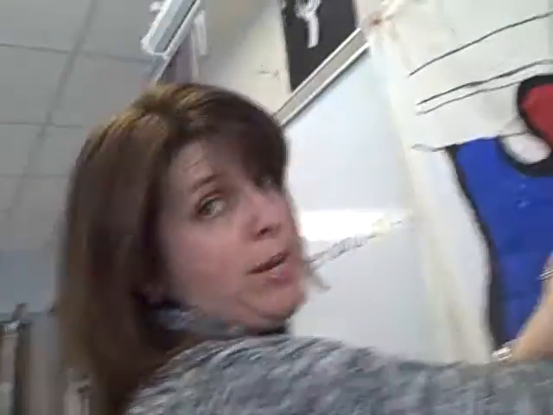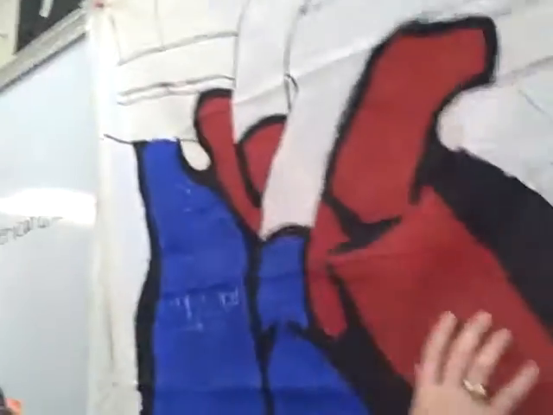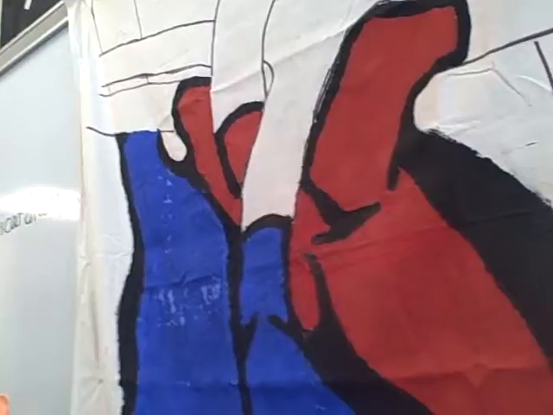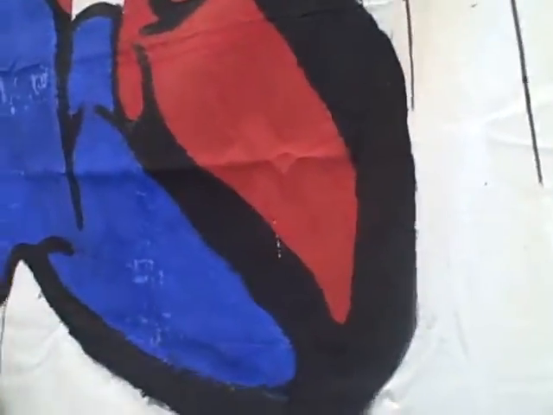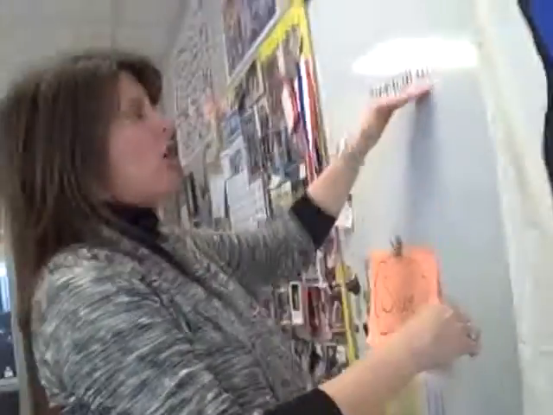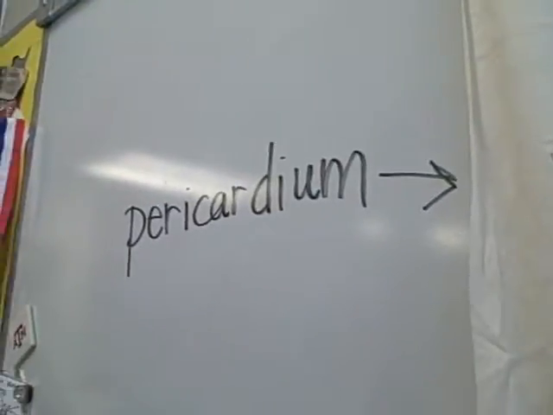The top chambers are the atriums, bottom chambers are the ventricles. This thing right here that separates them is called a septum. Just like you have a septum in your nose, you have a septum that separates the two sides of your heart. Around the heart, you have what's called a pericardium. It's like a little sac that is around the heart. Okay, and we'll talk about that when you get back.